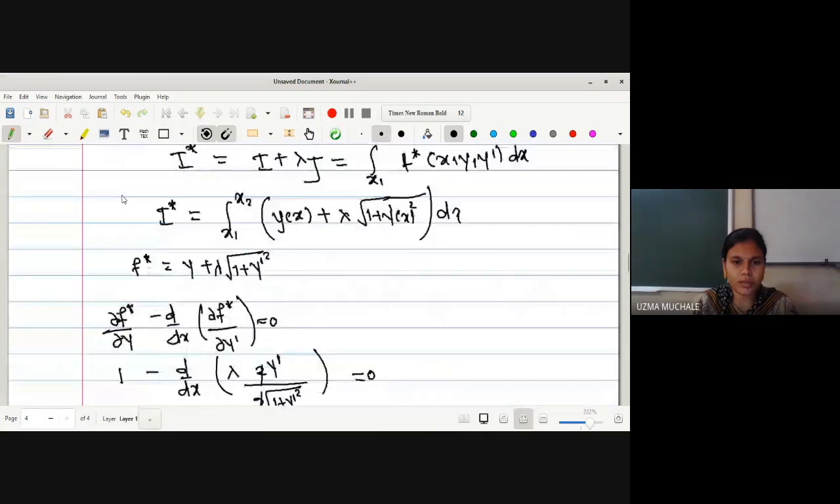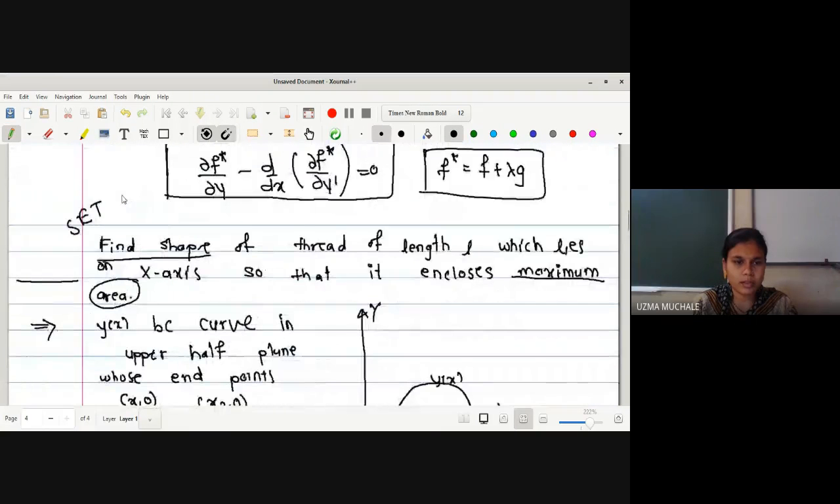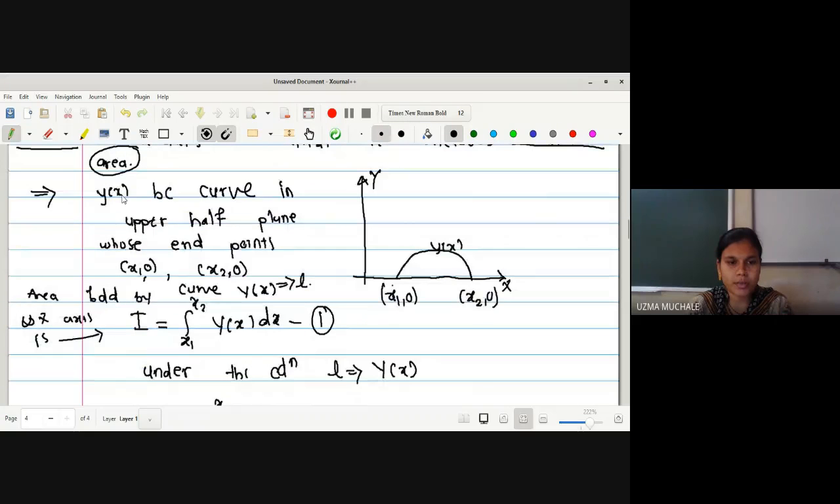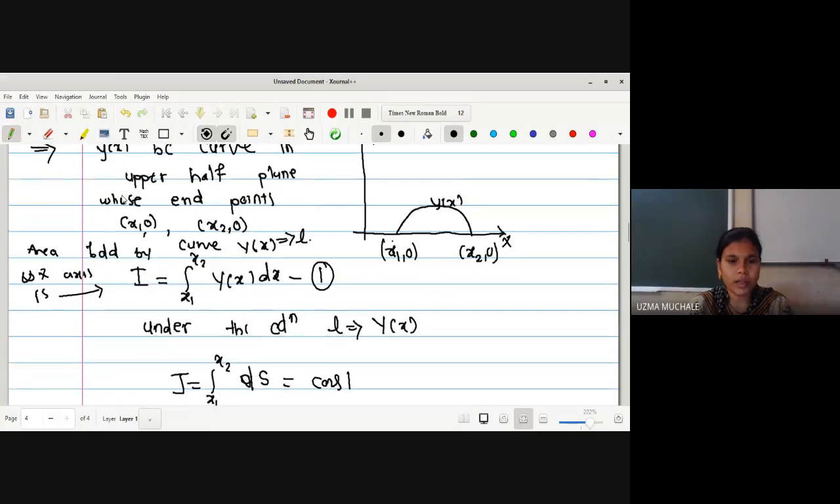Let me repeat the things whatever is given to us. Find the shape of a thread. We have to find out the shape of a thread of length L which lies on the x-axis in such a way that it should have a maximum area. So we have assumed that there is some curve, and we have to find the equation of the curve, and it should be on the upper half plane. So we have considered it from x1 to x2.